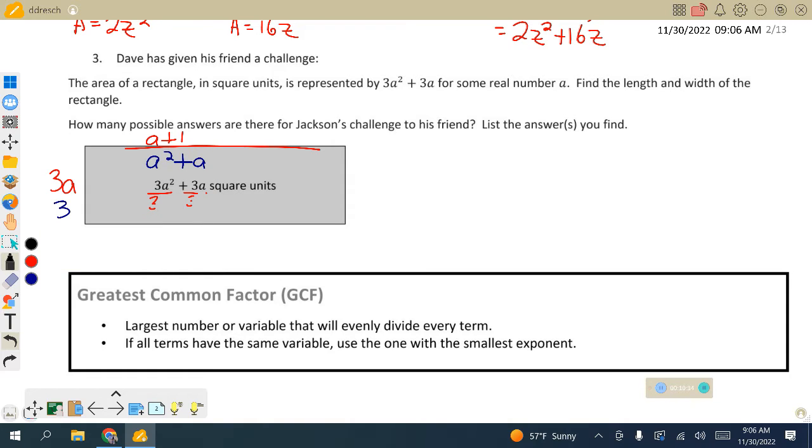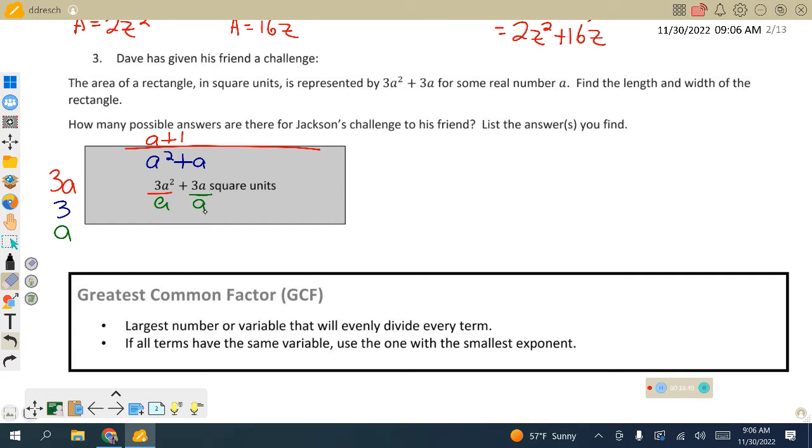Not just no, let's look at the variable, I should say. You see that they also have a's in common. Let's take out an a. What if I take out an a? Now, what would I have for that specific width?